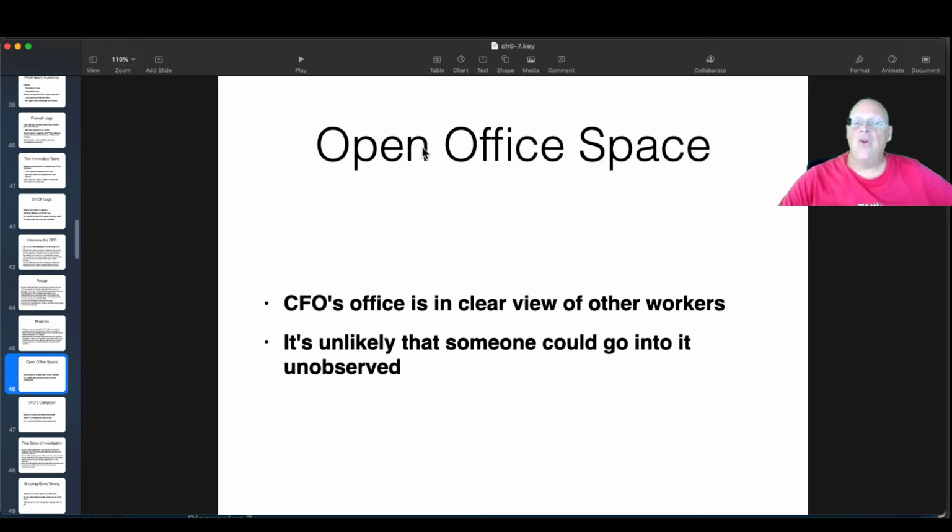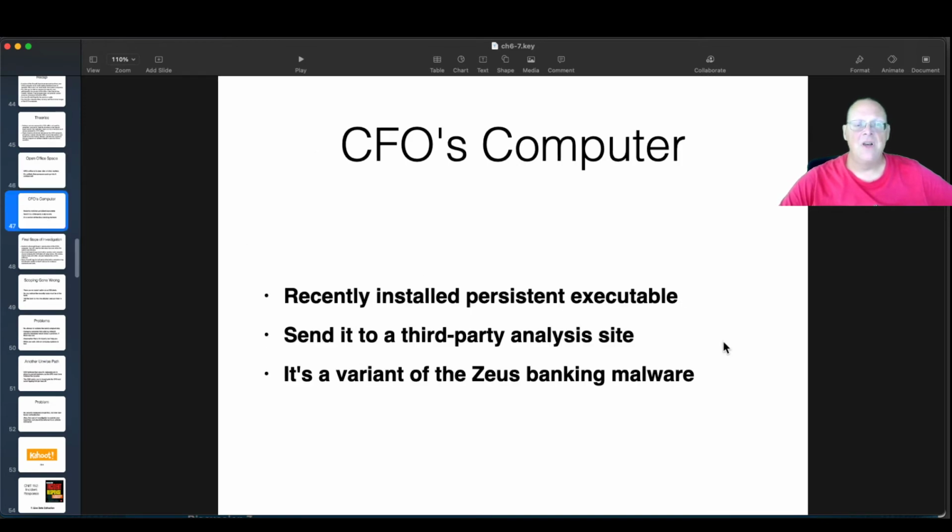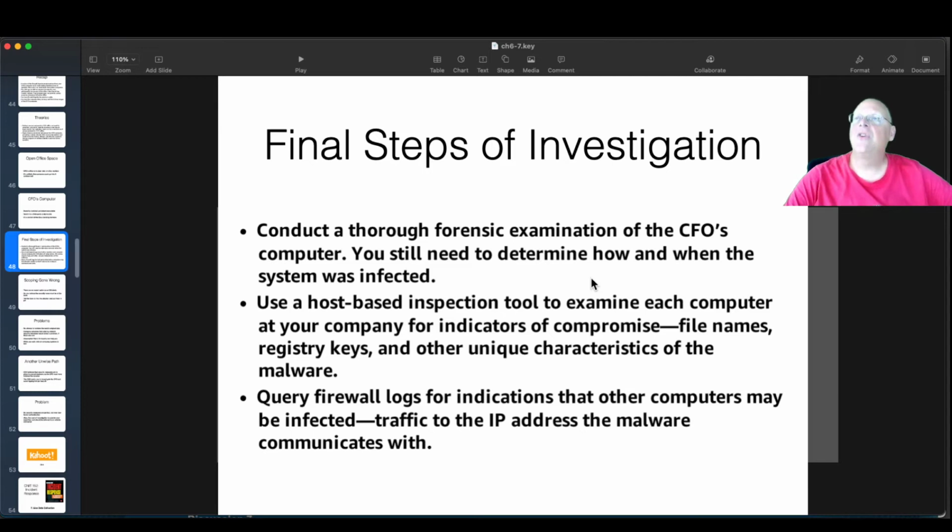Since you have an open office plan, nobody could really sneak into his office and use his machine, most likely. That doesn't seem like a likely solution. So you examine the data you took from the computer, and you find malware. There's a persistent executable, something that restarts when the machine restarts, and they send it to someplace like VirusTotal, and it's Zeus. Zeus is common banking malware that lives on a system and places it under remote control, so now you know his machine is infected and being used by somebody else to do bad things.